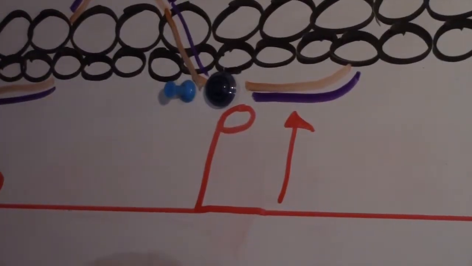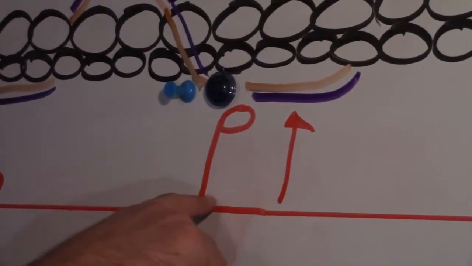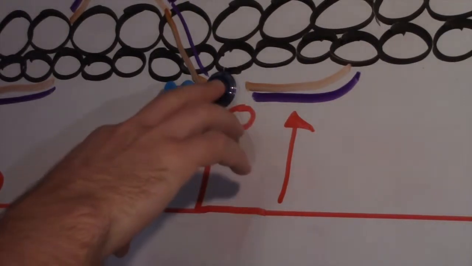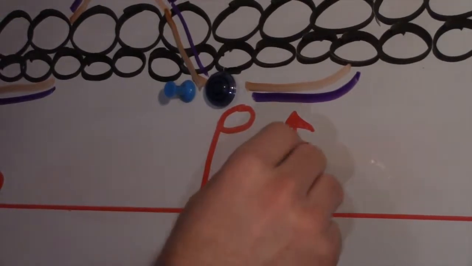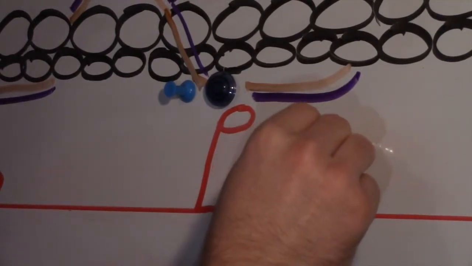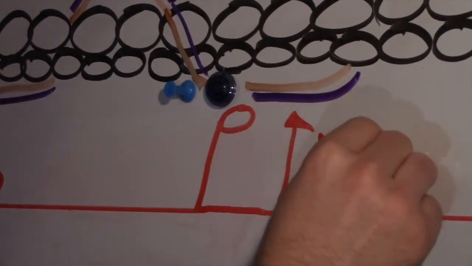So now we can see that the myosin head has been attracted to the binding site of the actin, and this movement is all taking place due to ATP 1.